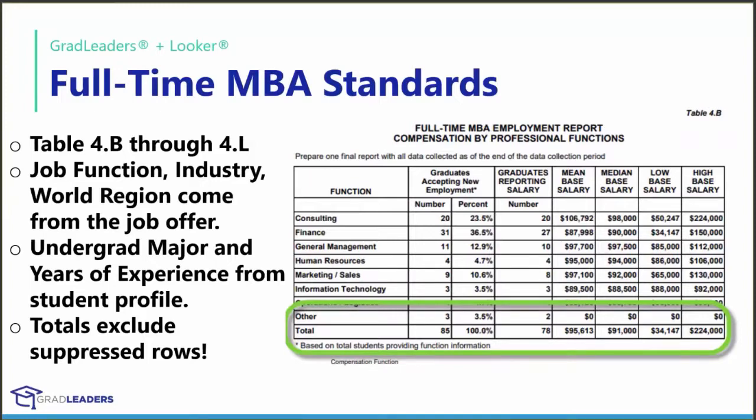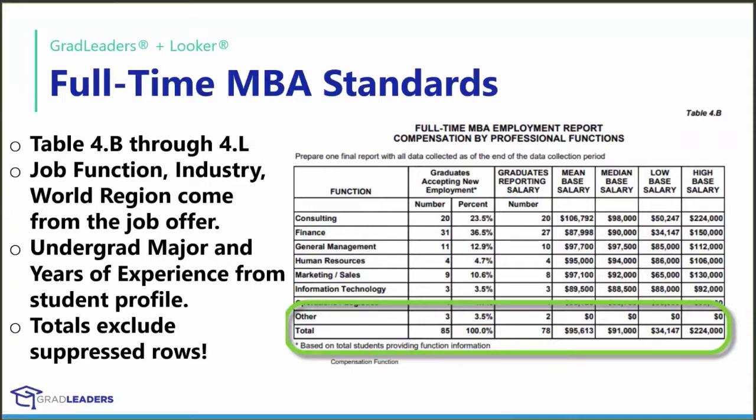So you suppress, you see the zeros there that are circled in green. In the other job function, we had 2 students report a salary, so we suppress those numbers. That's not new. What is new is that any row you suppress the salaries on is not to be included in the totals row. Again, the reason is privacy, right?